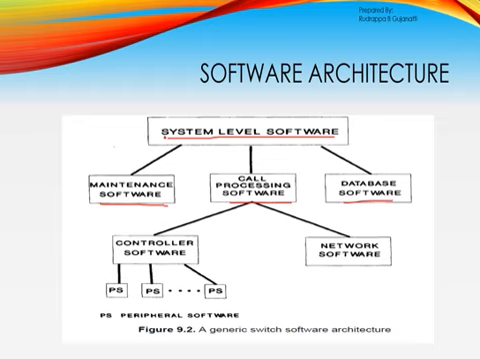If I come to the system level software, it is basically a multitasking software, or the OS, which is present. The OS controls each application system which is deployed by the digital switching system. The basic software system can be classified into three types: the maintenance software, the call processing software, and the database software. Let us start with the maintenance software.